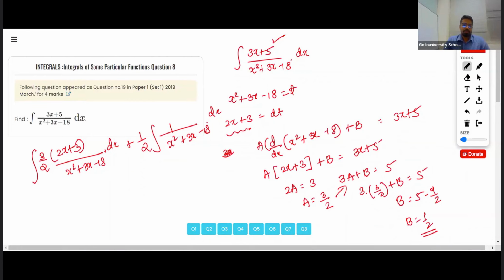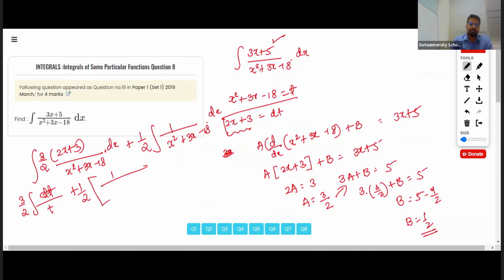Is this part clear to you? Now I'm going to do the integration. Since 2x plus 3 dx is equal to dt, the first part becomes 3 by 2 times dt by t. This is sorted out. The second part, we again have to use our logic of completing the square, writing x square plus 3 into 1 by 2x.